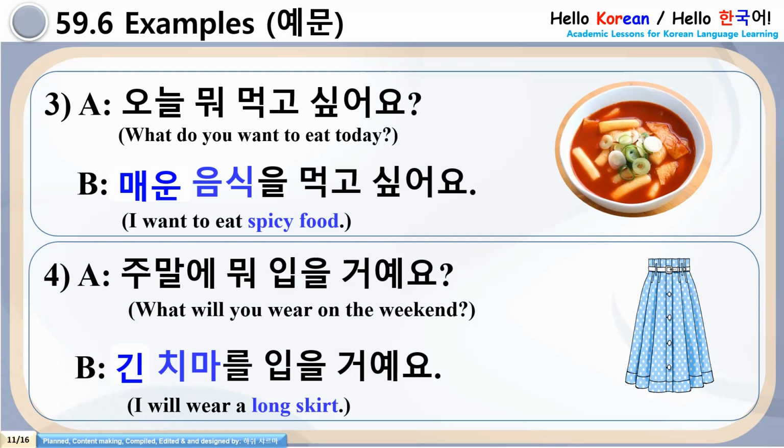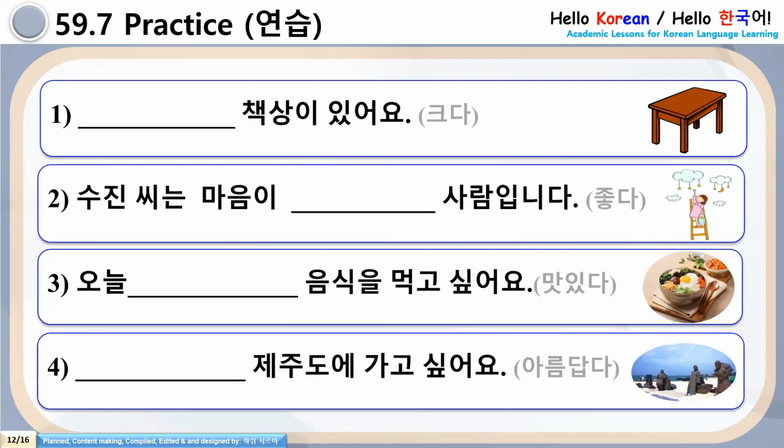Now we hope these examples are clear. It's time to do some practice. See number 1, we have to complete these sentences by the word which is given in the bracket. So in first example, we can see the example is khada, to be big. Now please complete these sentences. Number 1 will be, yes, khun cheksangi issoyo.